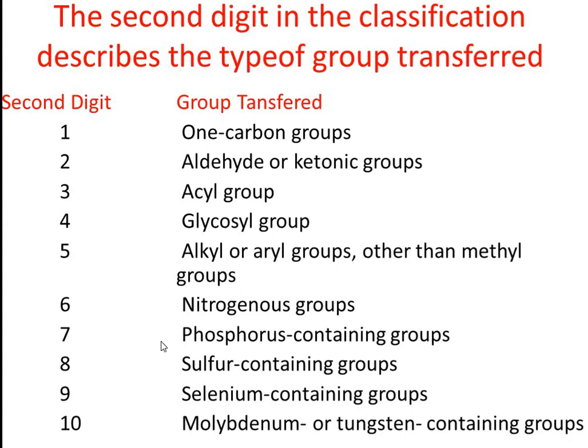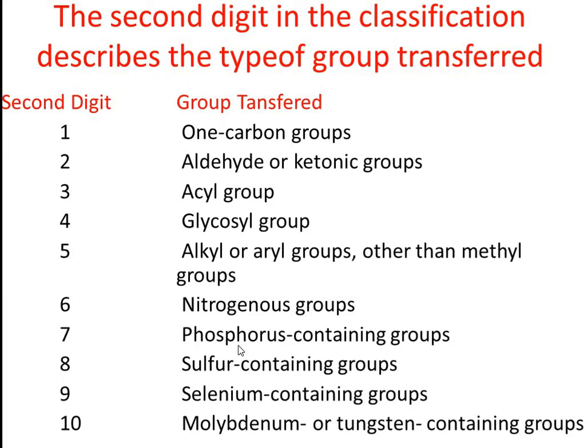For example, if the second digit is 1, that means the group transferred is a 1 carbon group. If it is 2, then the group transferred is an aldehyde or ketonic group. If it is 3, it is the acyl group. If it is 4, then it is a glycosyl group. If it is 5, then the group transferred is alkyl or aryl groups, other than the methyl groups. If it is 6, then the group transferred is a nitrogenous group.